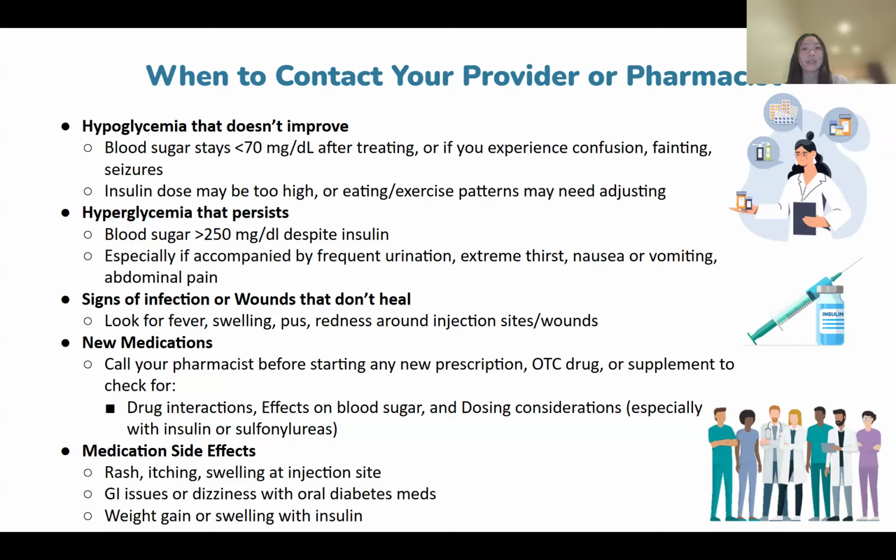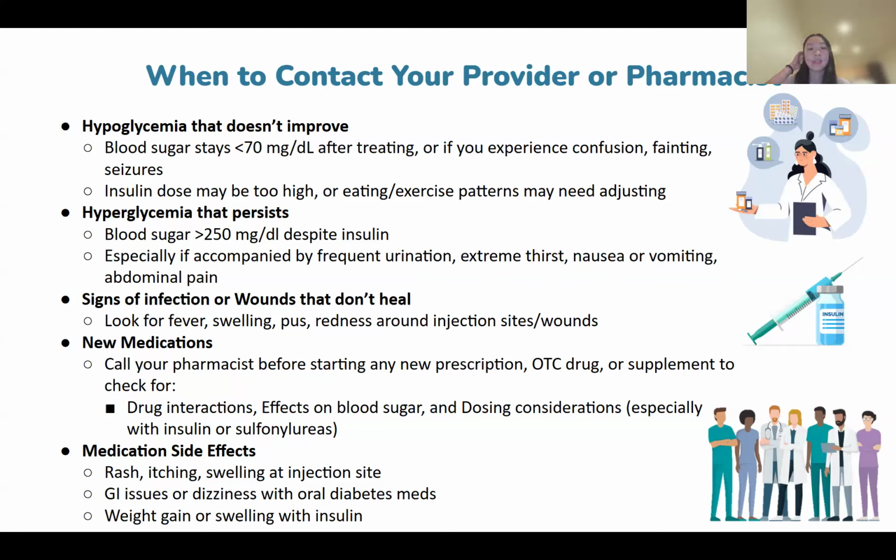Hyperglycemia that persists is also a reason to contact the provider. Normally, if it's over 250 while they're still using insulin, that's a little higher than we'd like to see it, especially if it's accompanied by symptoms like having to use the restroom a lot, being really thirsty, having nausea, vomiting, or abdominal pain, which are more alarming. So if there are signs of infection or wounds that are not healing, patients with diabetes can have slowed wound healing. So it's definitely something to be on the lookout for, especially around the feet area.